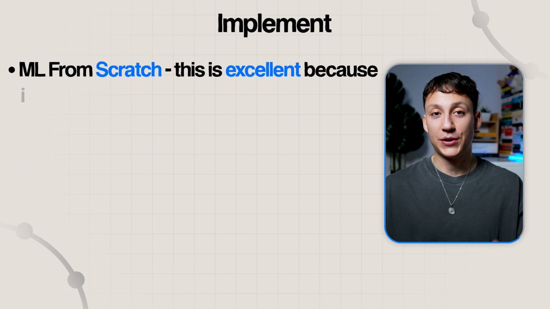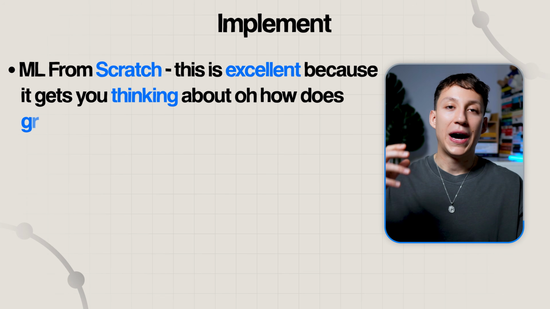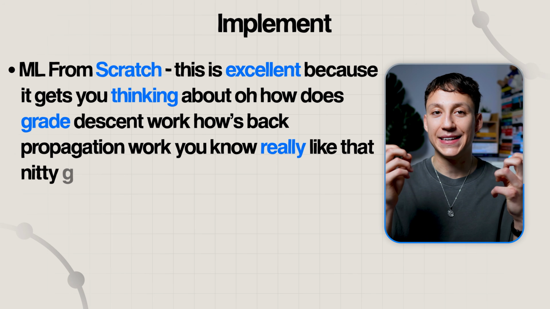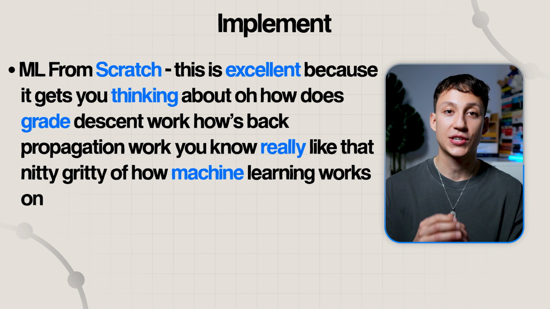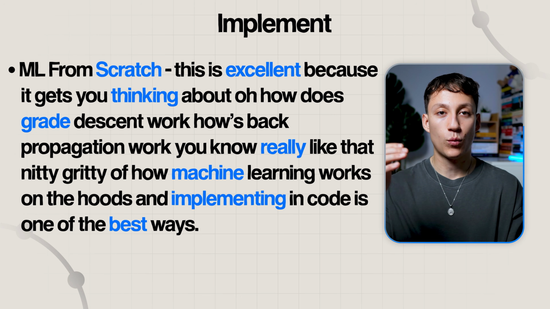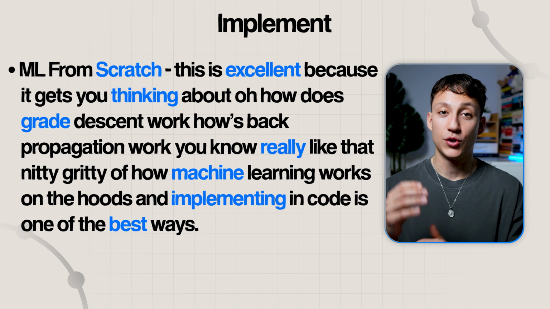You can implement machine learning algorithms completely from scratch. This is excellent because it'll get you thinking about, oh, how does gradient descent work? How does backpropagation work? Really the nitty-gritty of how machine learning works under the hood. And implementing it in code is one of the best ways, because if you can write something in code, then chances are you really understand it.